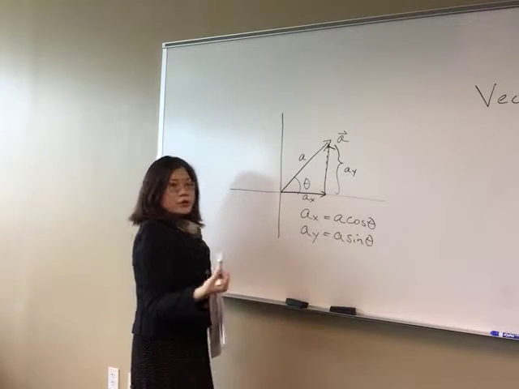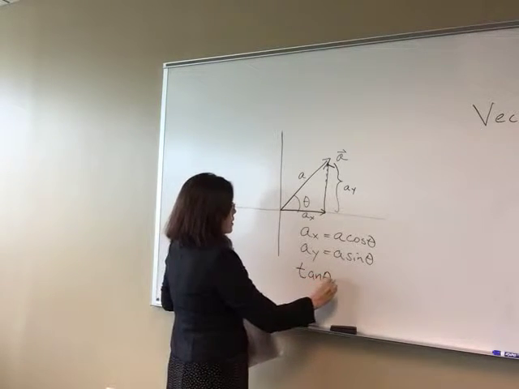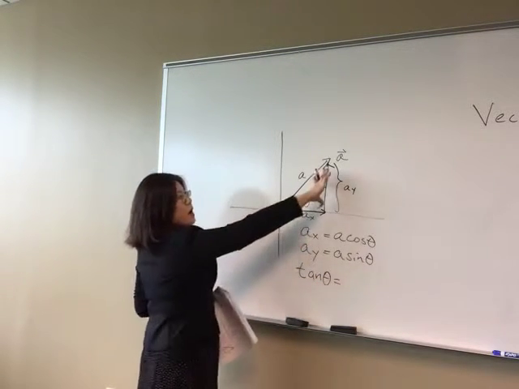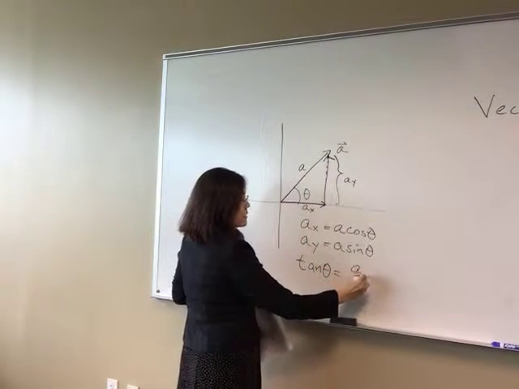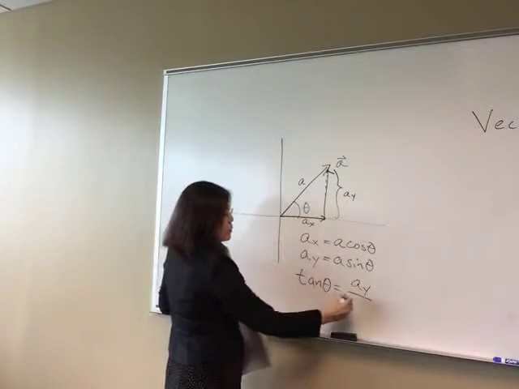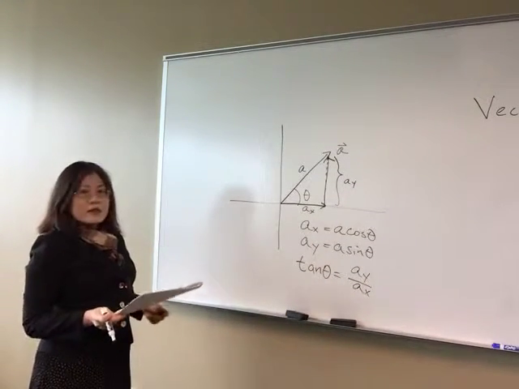Now, what about the angle? For the angle, use trigonometry. We all know that your tangent theta basically is the opposite over the adjacent. Your opposite is the y component, and your adjacent is your x component. Okay? So that's basically, you have a vector like that.